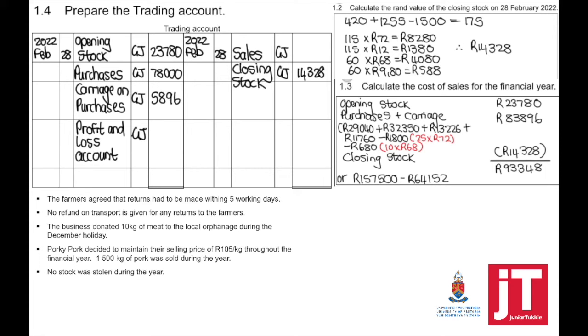From question 1.2 and 1.3, we've already calculated opening stock plus purchases plus the carriage. We need to calculate the sales. They said that 105 rand per kilogram was the selling price. 1,500 kilograms was sold. That equals the total sales. Take the credit side minus the debit side. That equals the gross profit.